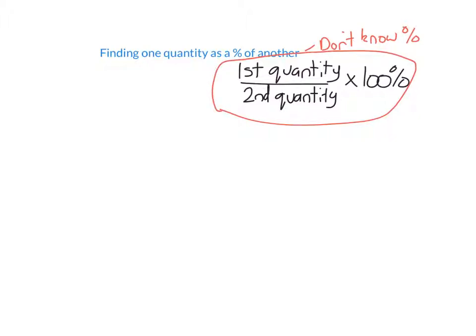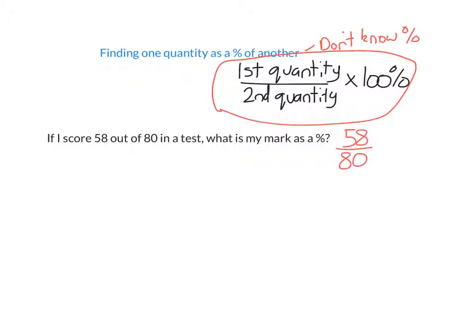So we already had a bit of a look at this before when we were looking at test scores. So let's look at that example again. This question is one we've actually looked at in this video already. I score 58 out of 80 in a test. What's my mark as a percent? So first quantity divided by second quantity times 100%. If you just put 58 divided by 80 times 100 on your calculator, you get 72.5 and add the percent sign. So that's the same answer we got before.